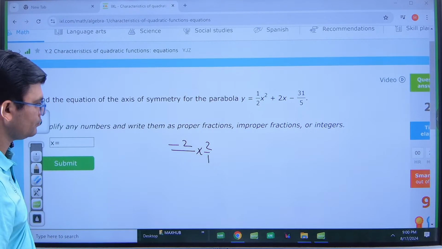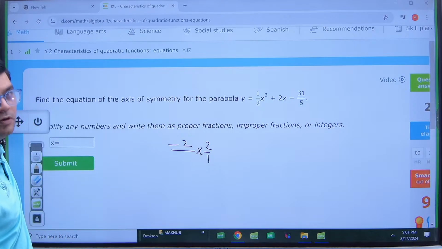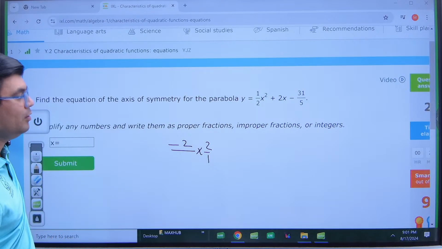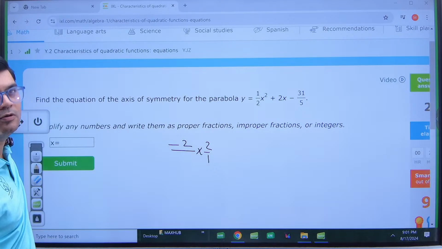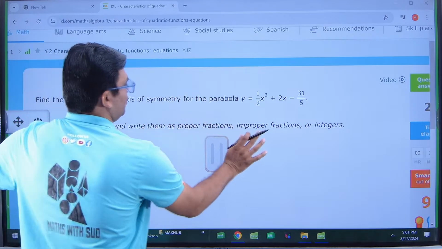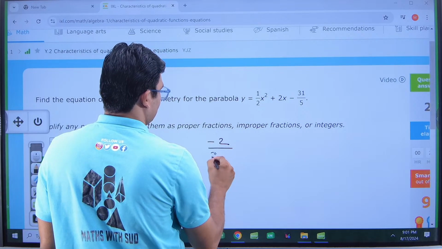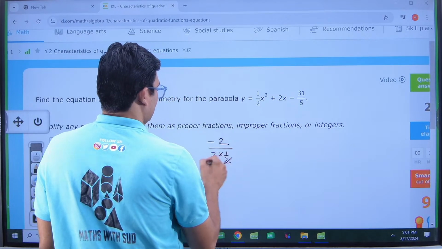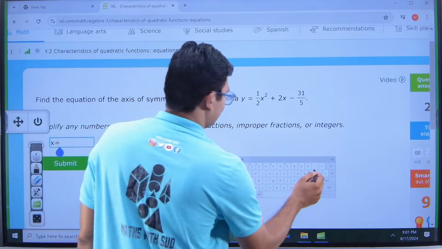Sir, two. No, how did you get 2? Minus b upon 2a. Oh, I forgot the minus sign. Minus 2, so x is equal to minus 2. Did you get that? Yeah, I forgot the minus sign.